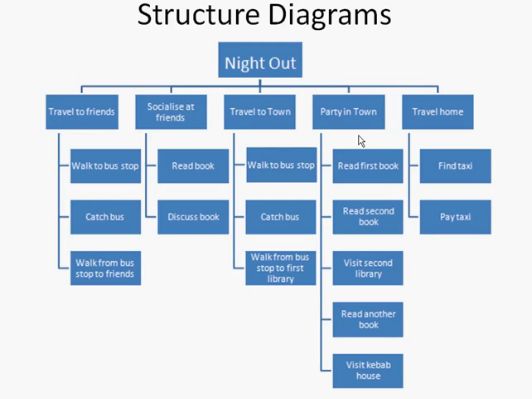So we'll go to the first library and read the first book. Then we might read a second book. Then we might visit a second library and read another book. Finally, we might visit the kebab house before we travel home, finding a taxi and paying for the taxi. So we've broken each thing down into smaller subtasks.